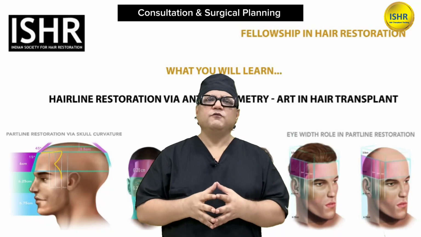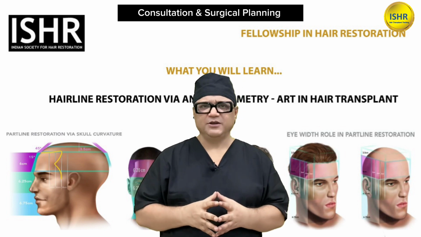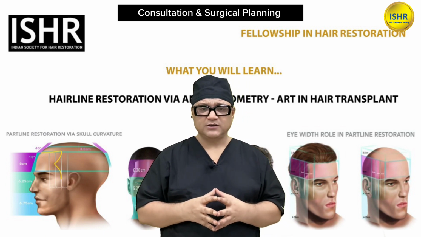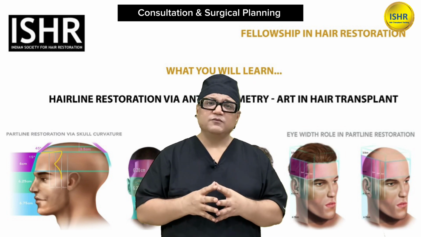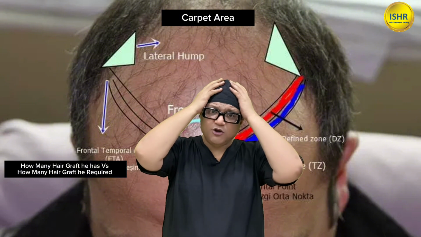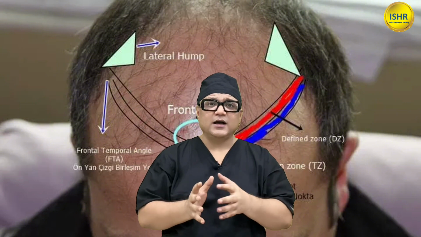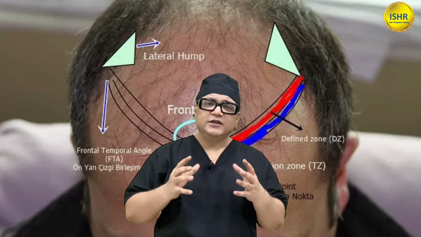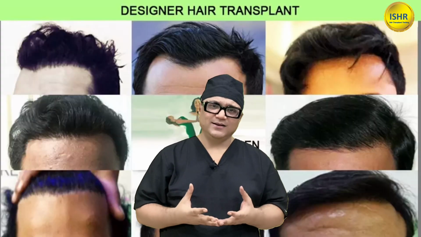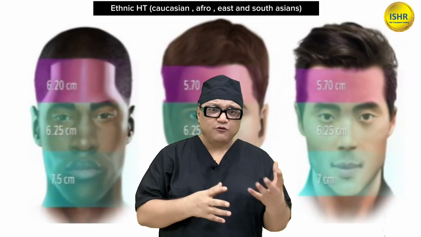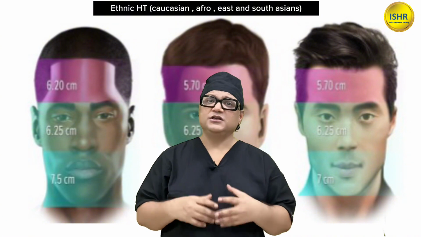First and foremost, we're going to start with consulting a hair transplant patient, finding out what the indications and contraindications for hair transplant are. Then we are going to discuss how to find out how many hair grafts he has, how many hair grafts he requires, and whether he has androgenetic alopecia or non-androgenetic alopecia. Then we are going to discuss hairline design as per his age, height, and ethnicity. He's Afro, he's Caucasian, he's Asian, he's Indian. So we're going to draw his hairline.